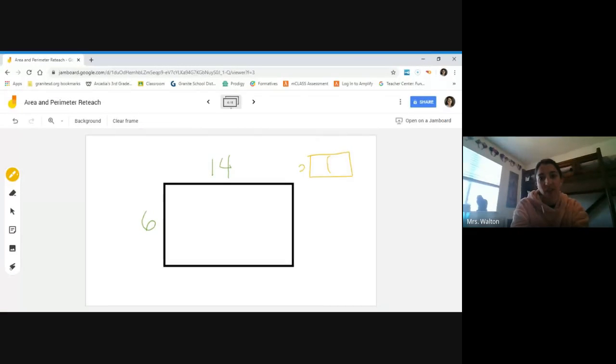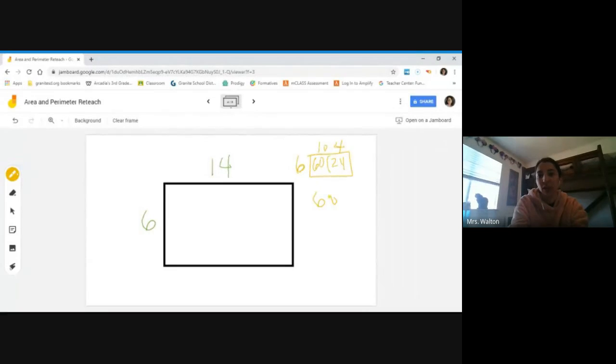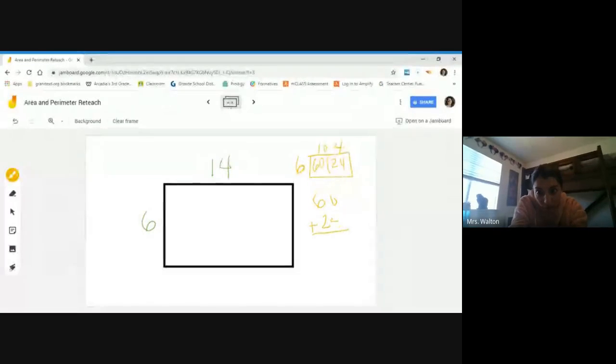So if this is 6, 6, and this is 10, this is 4, you have to remember from the beginning of the year our multiplication. So we do 6 times 10, which is 60, and then 6 times 4 is 24, and then add those two together. 60 plus 24. 4 plus 0 is 4, and 6 plus 2 is 8. So 14 times 6 is 84. So our area, the inside, is equal to 84.